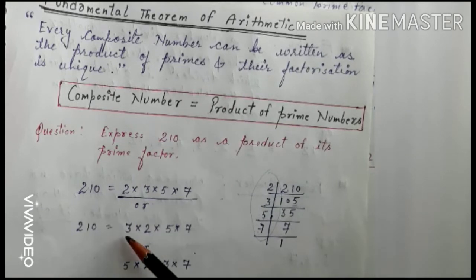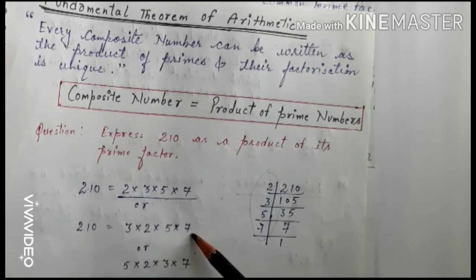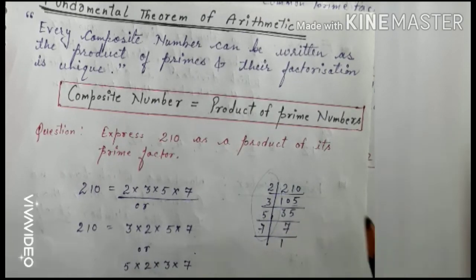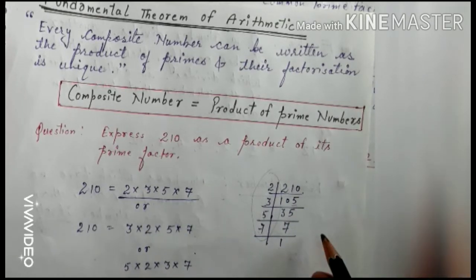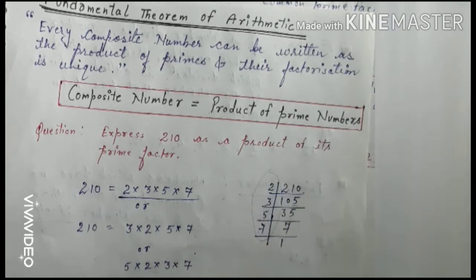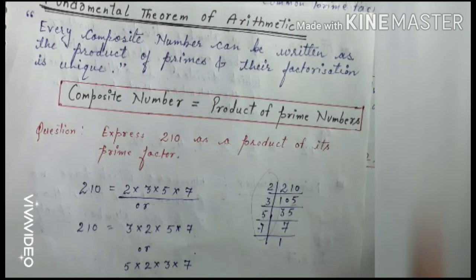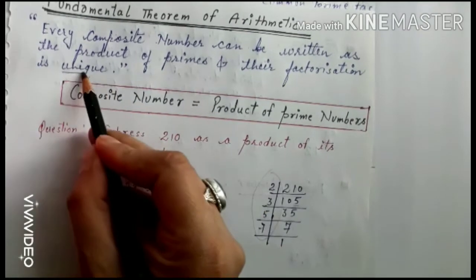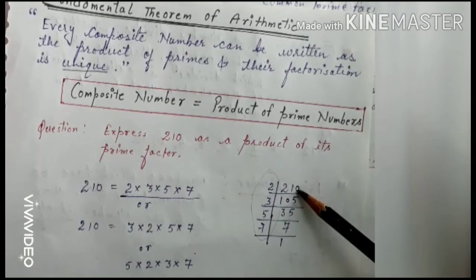Or we can write it as 3 multiply 2 multiply 5 multiply 7, or any other student can write it as 5 multiply 2 multiply 3 multiply 7. There are so many ways we can write it. That means in the fundamental theorem, the order of the prime numbers does not matter. The main thing is that a composite number can be written as the product of primes and their factorization is unique.